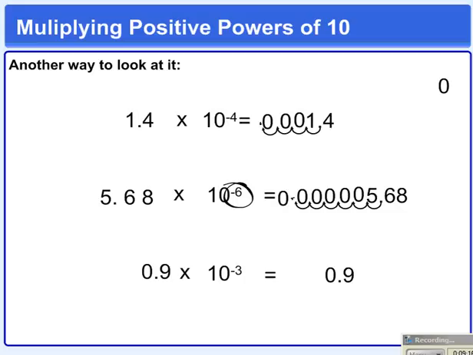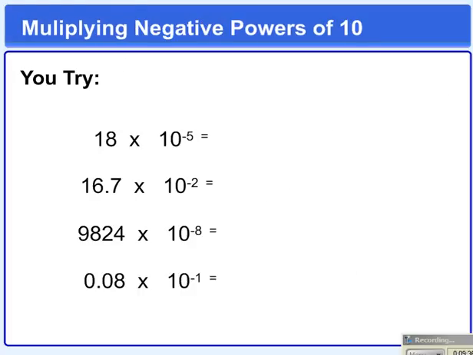And then I have 9 tenths times 10 to the negative 3. I'm going to move my decimal over to the left 3 places. Put my decimal in. Fill in my zeros. And I have my answer. Okay? Why don't you go ahead and try these? When you are finished, pause the video, give these a try, and then let's check and see how you did.